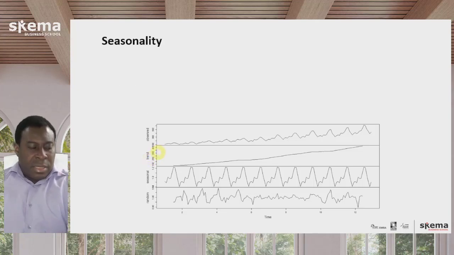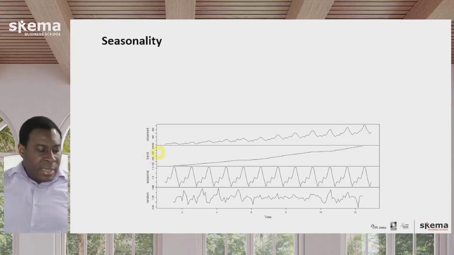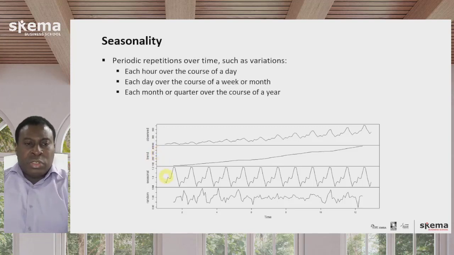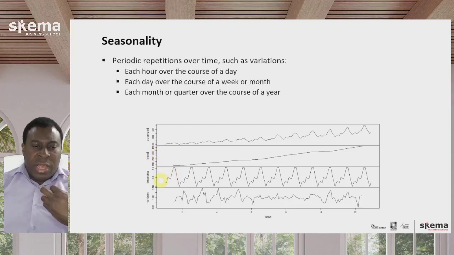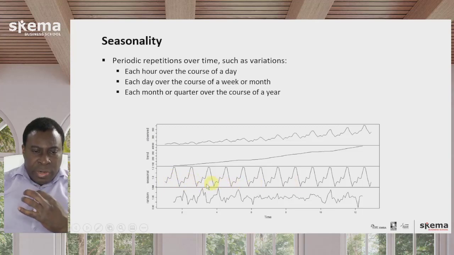The next element is seasonality. And seasonality refers to periodic repetitions over time. So here, what you see is that for each 1 year period, the flights start low, they bump up a bit, flatten, and they jump up, and then they dive down. Then they come up again, slightly jump up, and then dive down. And it's a repeated pattern over and over again.